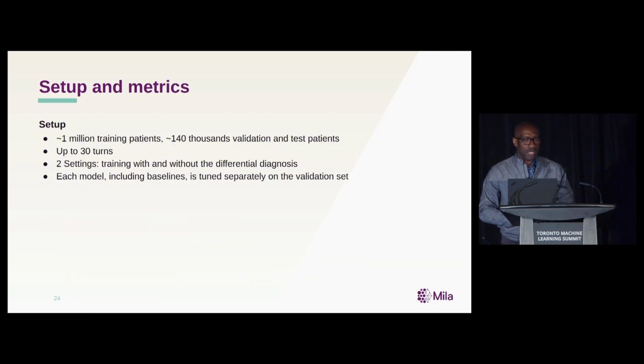So our setup is that we are using 1 million patients for training and 140,000 patients for validation and for tests. We set the maximum number of turns to 30, and we consider two settings. One setting where we are optimizing each agent to predict the differential diagnosis, and the other one where the agent is trained to predict the ground truth pathology. And each model, including the baseline, has been tuned separately on the validation set.